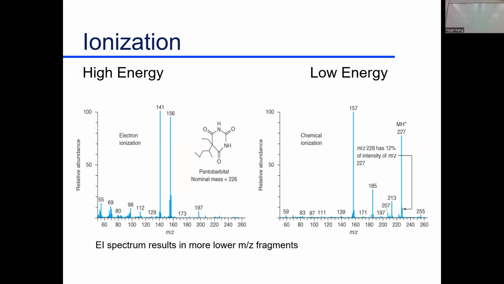If we do the low energy, the 20 electron volts, what do we see? That doesn't blow it up very much into small pieces. We find a mass of 227. So M plus 1, mass plus 1. So here's our intact molecule, and I got a peak from it. I know the molecular weight. It's extremely helpful in my identifications.